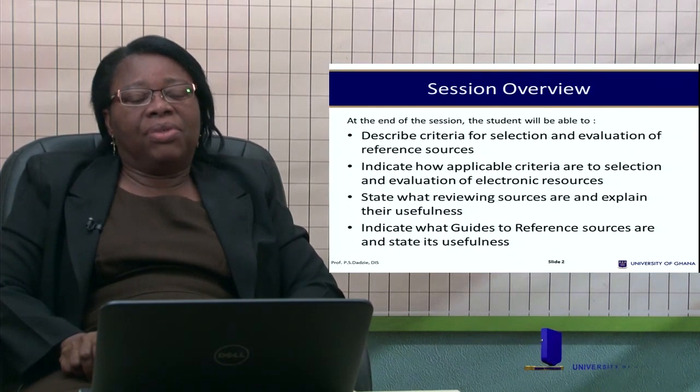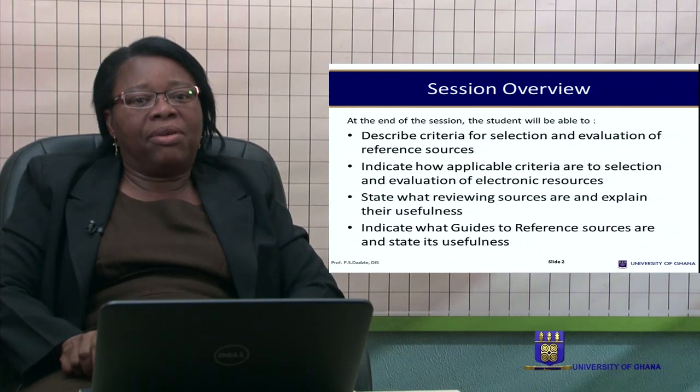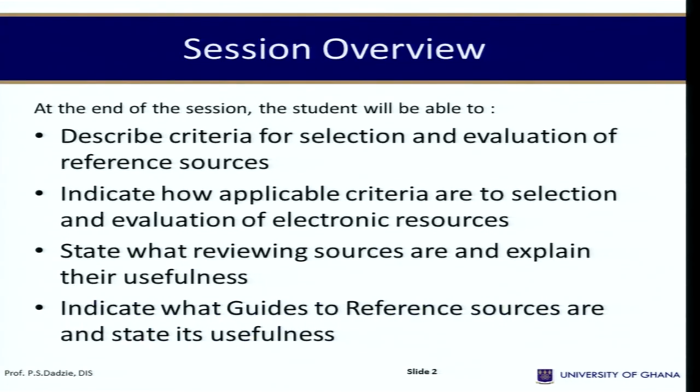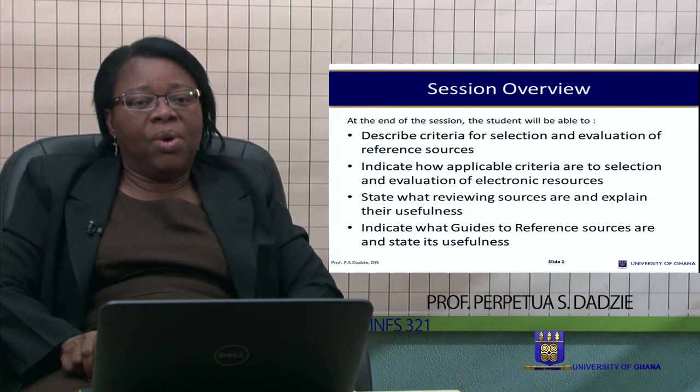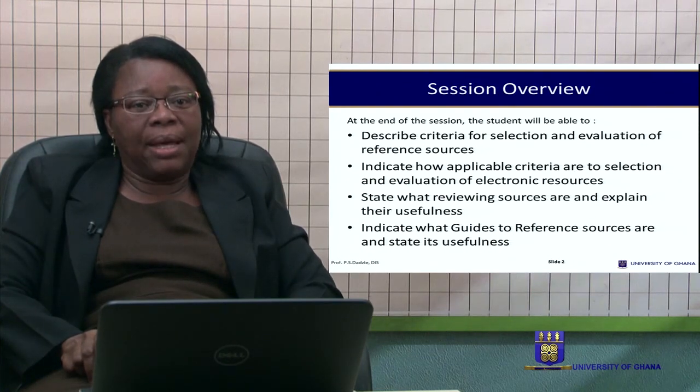Now, at the end of this session, you should be able to describe the criteria for selecting and evaluating reference sources. We are going to see how applicable these criteria are to electronic sources. Originally, these criteria were meant for print sources, but as time moved on, when we had a lot of electronic resources or the print sources coming out in electronic versions, we also started applying these criteria to them.